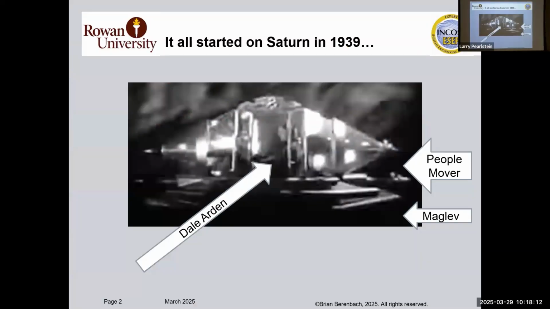Okay, so it all started on Saturn. I bet you didn't know that Saturn had blood analyzers. It all started on Saturn in 1939. You see Dale Arden? You all know Flash Gordon? No? Well, there's Dale Arden. And this is a people mover on Saturn, and she got into this thing, and the people mover whisked her away. And this was in 1939, and there was the maglev, because this thing ran on a maglev track. So there we go, 1939.